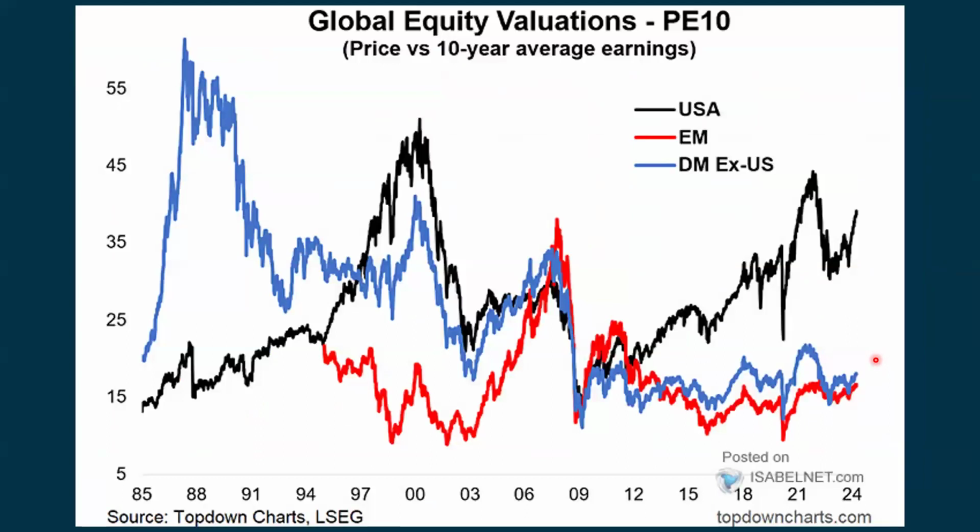And here's a chart that I found at Isabel Net blog charts. This is another way of taking the Shiller PE ratio and just measuring it not only against US stocks, but then looking outside of the US. The black line, this is the valuations for US stocks. The red line, this is emerging markets. And then we also get developed markets, that's DM. If you take out the US, that gives us the blue line. So even comparing it to other markets, the S&P is much higher valued using the CAPE or Shiller PE ratio than stocks in other countries.